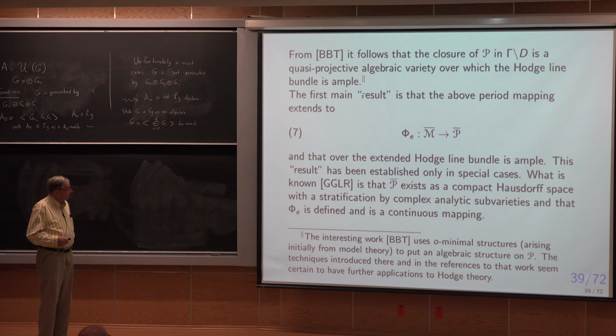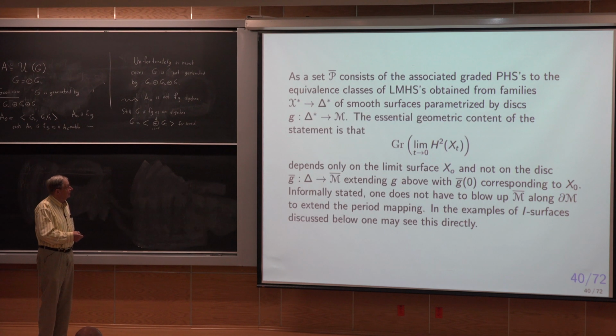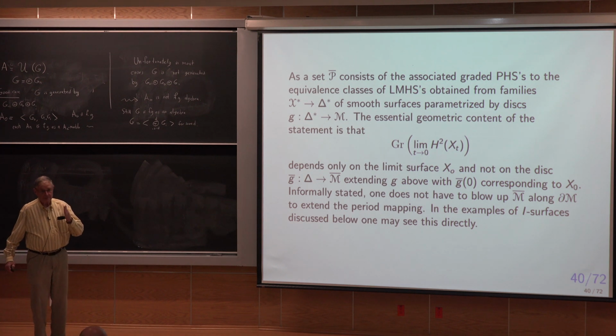The first main result in the quotations here is that this thing is not, as I said before, completed. This thing should have a canonical completion, over which the so-called Hodge line bundle is ample. It's been proved in some cases, for example, if the dimension of M is 2 or 3 and so on, but the complete proof has not been done. One knows what it is as a set.